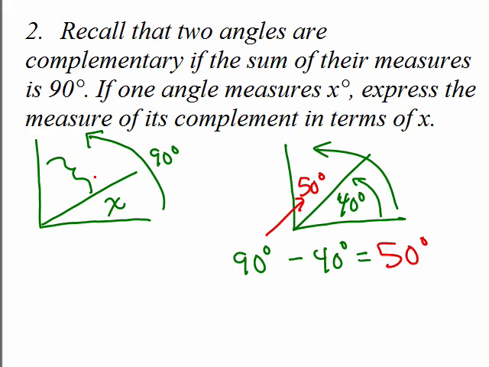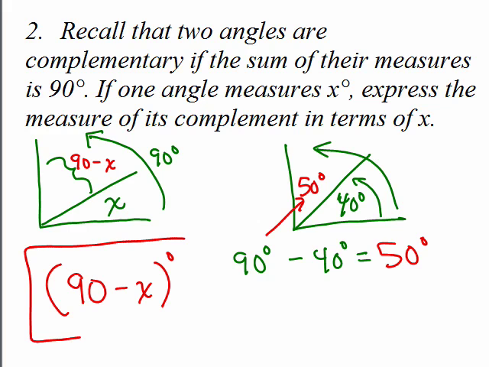90 minus x. Now I didn't put the degree symbol on right now, so we're going to do that now. So the answer is 90 minus x degrees. So if you know two numbers add up to some larger number and you know one of the numbers, you just take whatever number they add up to and subtract.